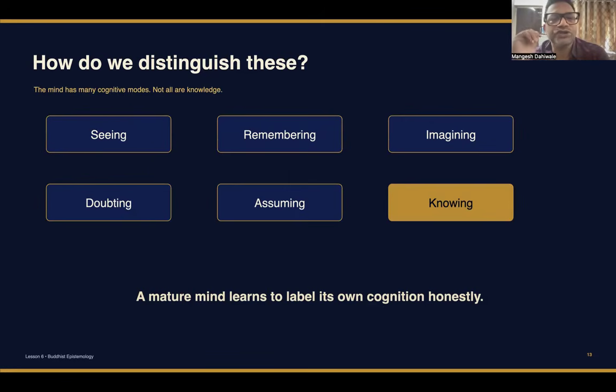So the mind has many cognitive modes, not all knowledge. So we see something, we remember, we imagine, we doubt, we assume, we know. So these are various different modes by which our cognition is layered, like seeing, remembering, imagining, doubting, assuming, knowing. So a mature mind learns to label its own cognition honestly. So you see, the Buddhists have categorized the various states of mind. They have gone into such a depth analysis of the process of perception that they have actually named various processes. And they happen so fast, with such a speed, it's very difficult to pin down the processes. And I think that is one of the brilliance of the Buddhist philosophers, that they have been actually able to explain the underlying process of cognition.